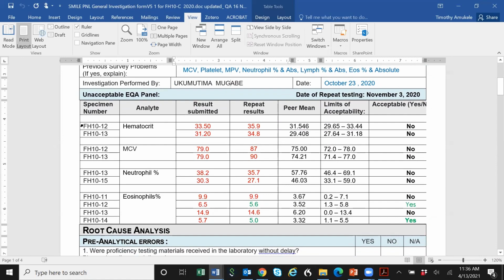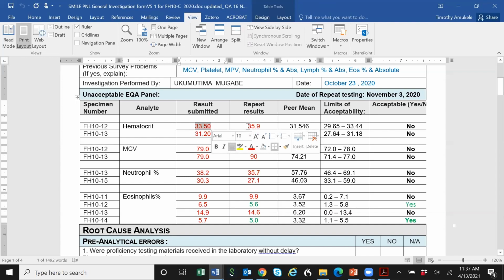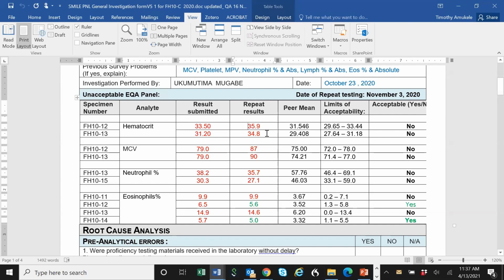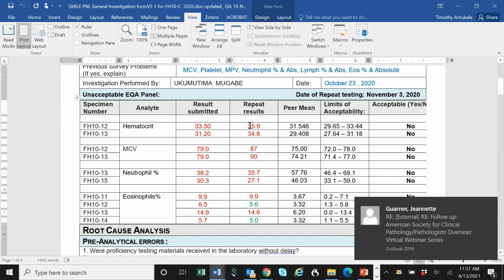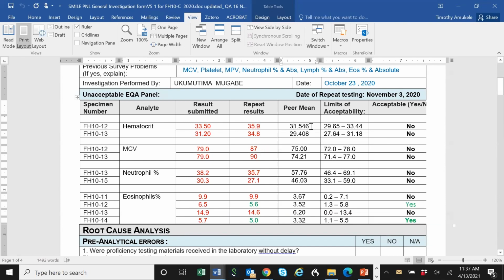The specimen number was FH10 number 12, the analyte was hematocrit, and the result we submitted was 33.5. When your results come back and you failed, you must always repeat that sample, so you should store it while you're waiting. Our repeat result was still high, 35.9, while the peer mean was 31.5. So the question here is, do we have acceptable results, yes or no? And the answer is no, meaning even after we repeated it, we still failed.